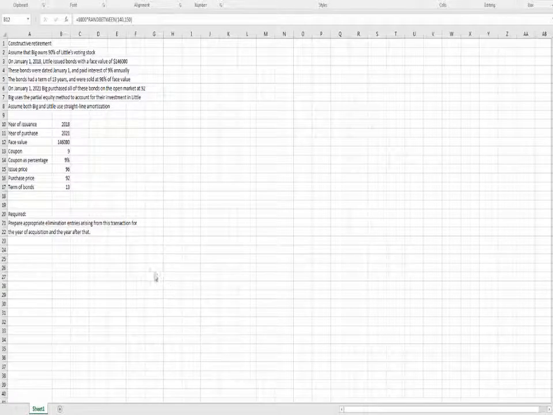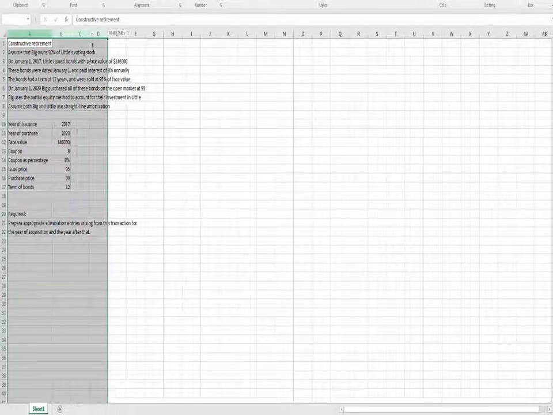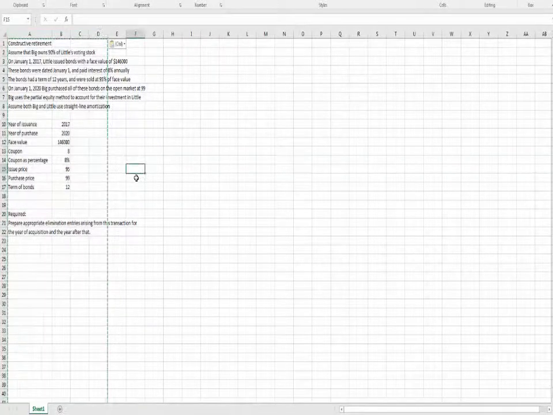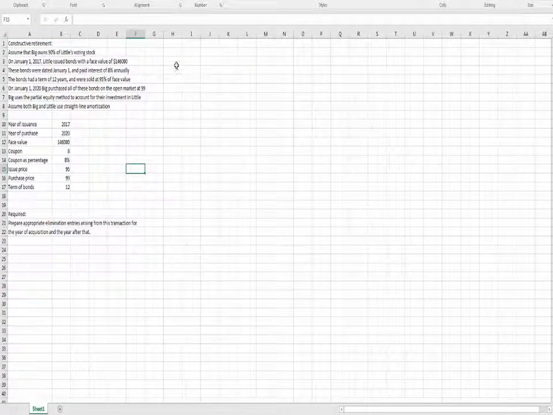Okay, let's go ahead and go through the solution to the constructive retirement problem. And again, we have our various values here. First order of business, copy, paste as values. Okay, and let's go ahead and start this first the easier way, assuming straight line amortization. Then I'll come back and do it again using the effective interest method.